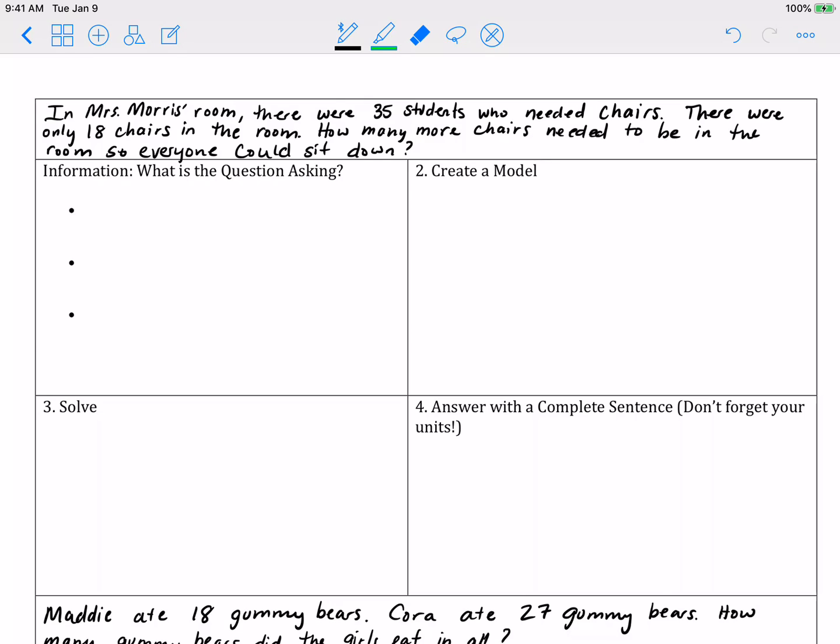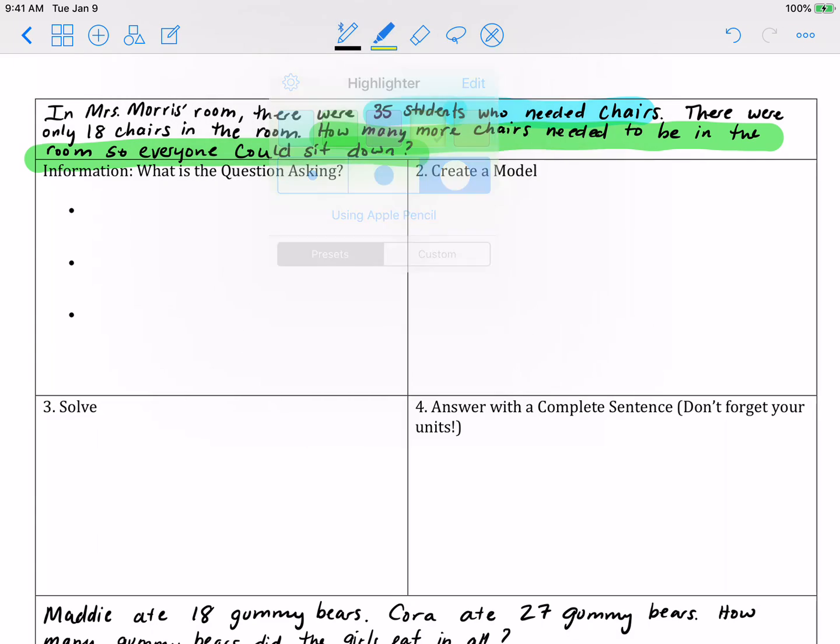So when we look at a word problem, we need to think in our little noggins, what information are they giving us? What is the question asking? So in this question, it says how many more chairs needed to be in the room so everyone could sit down. Okay. Well, let's think about how many. What do we know? So we know that there are 35 students who needed chairs, and then that there were only 18 chairs in the room. Okay. So how many more chairs is our question?